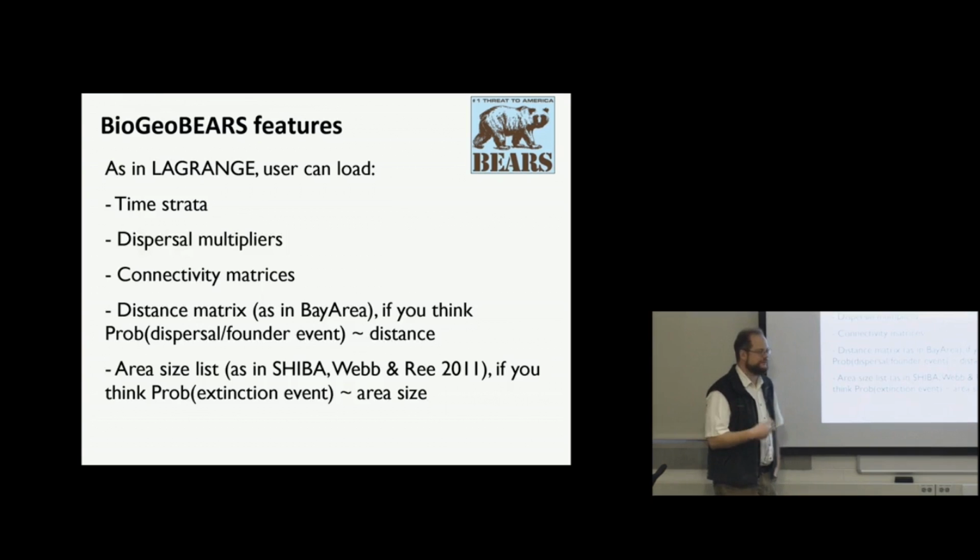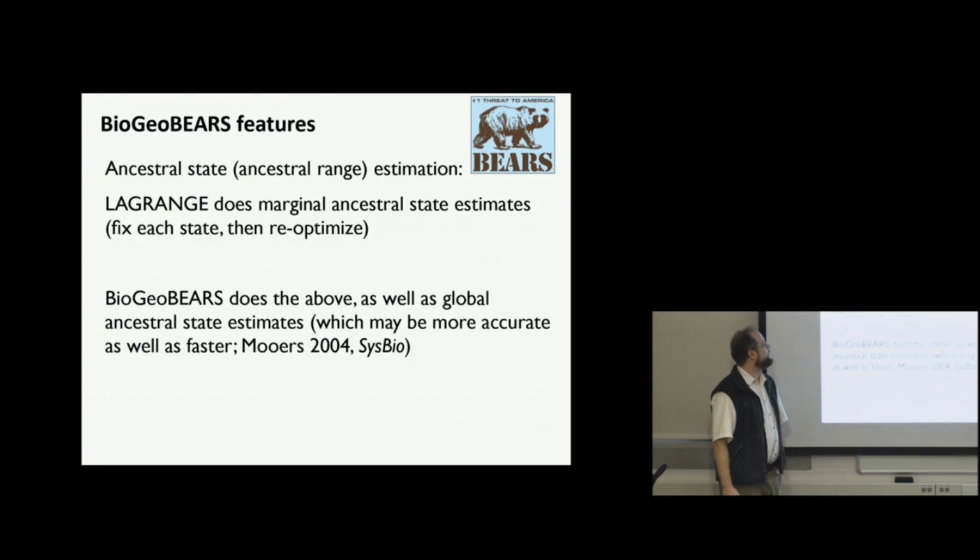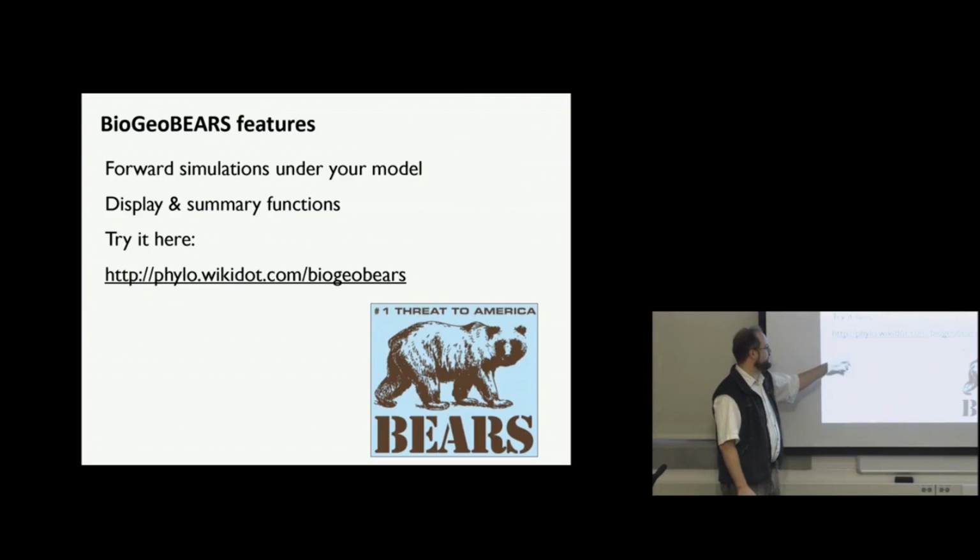So there's a lot of features. I copied a lot of the features of Lagrange and then added some new features that I always wanted in a program. So you can do things like have distance dependence for dispersal. You can do connectivity between areas and disallow dispersal between areas that aren't connected, and a bunch of other things. And you get an estimate of your parameters, and you can infer ancestral ranges. There are a couple different ways to do ancestral range estimates that I put in. And here's the URL. I'll put it at the end, too, for people who want to play with it.